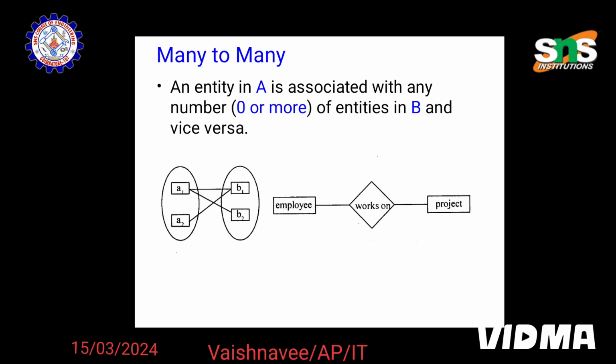Many to one: an entity in A is associated with at most one entity in B, and an entity in B is associated with zero or more entities in A. Here A1 and A2 are associated with only B1. Many to many: an entity in A is associated with any number of entities in B and vice versa. So that is about the cardinality ratio.